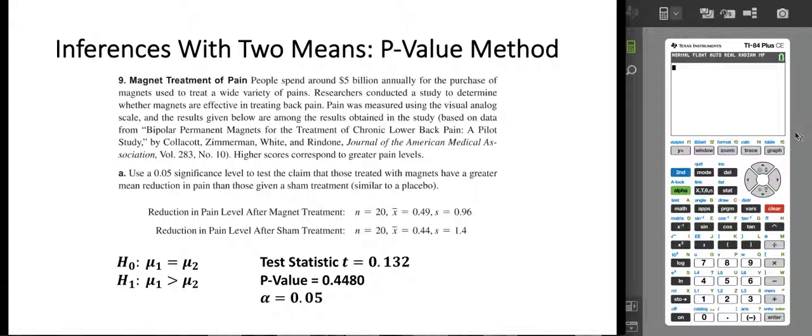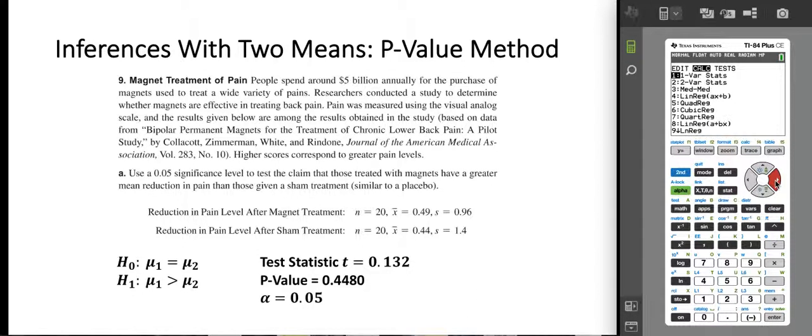Okay, so how do we do this on our calculator? Once again, we're going to press the stat key. We're going to toggle over to the tests menu, and we're going to conduct what is called the two sample t-test. So, two sample t-test on your calculator.